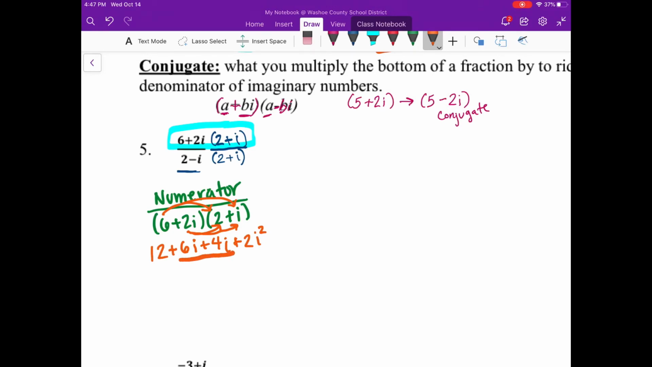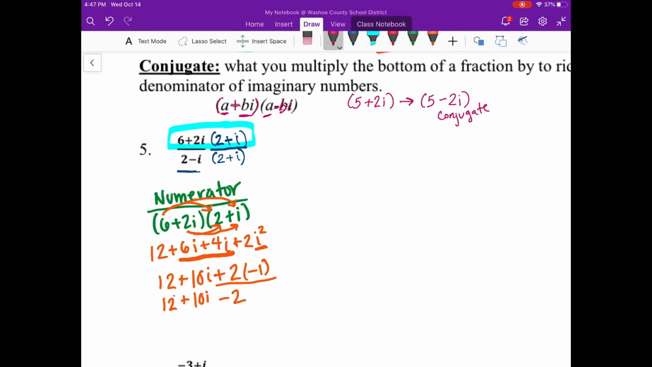We are going to combine like terms here. I can combine my i's together. So that's going to give me a positive 10i. I'm going to bring down the 12. And then remember the i squared right here, that's a property that I can turn into a negative 1. So this can be simplified. 2 times negative 1 is going to be a minus 2. And then bring down everything else.